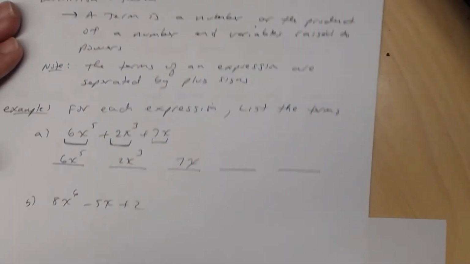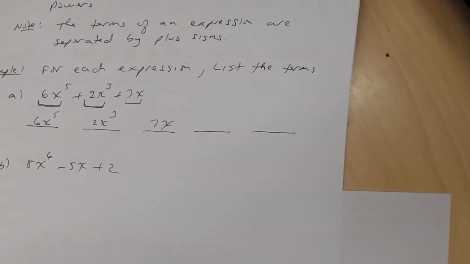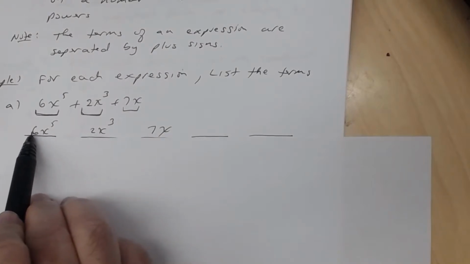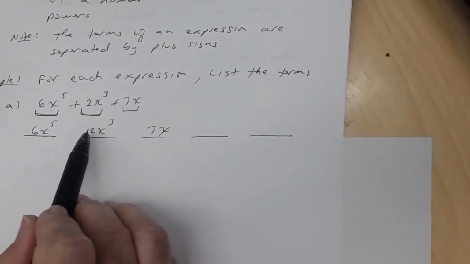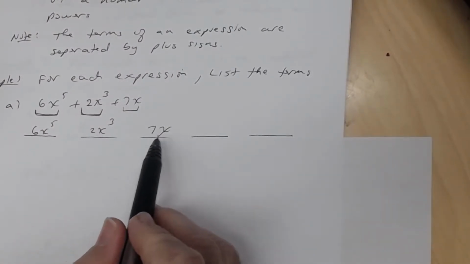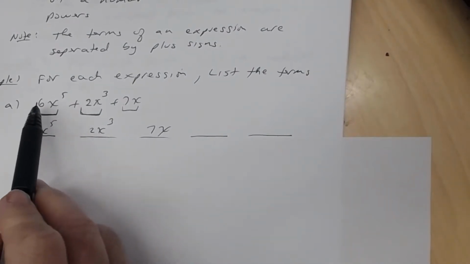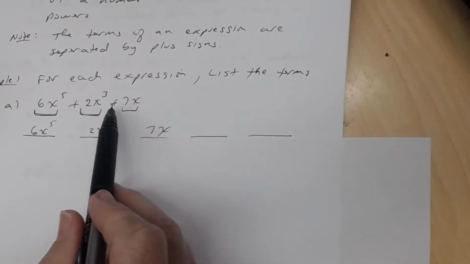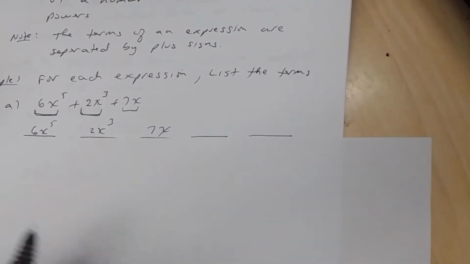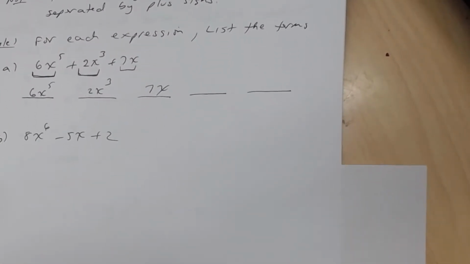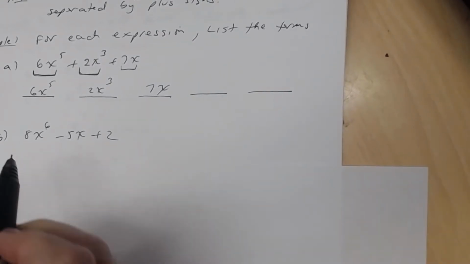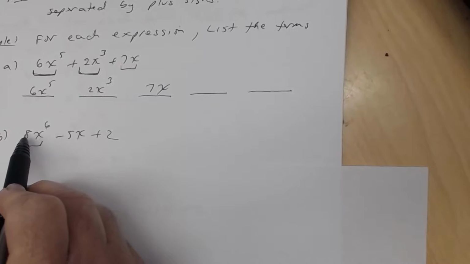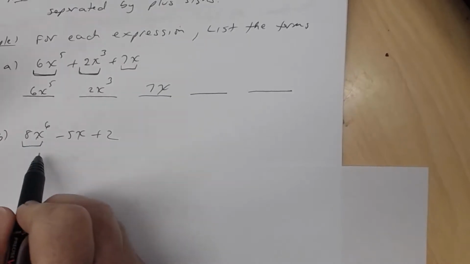Okay. Part B. All right, now notice that when we did part A, all of the terms were positive. A positive 6x to the fifth, a positive 2x cubed, and a positive 7x, because that's what it was. A positive 6x to the fifth plus a positive 2x cubed plus a positive 7x. But when you get to this one, you'll notice that in this expression, the terms are 8x to the sixth, so a number times a variable raised to a power.